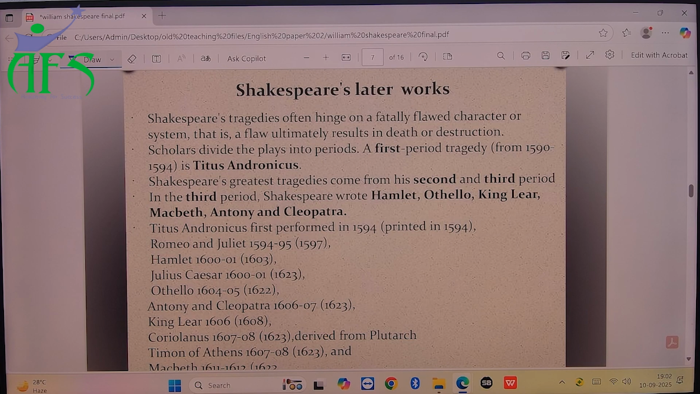The first period tragedy, from 1590 to 94, is Titus Andronicus. Shakespeare's greatest tragedies come from his second and third periods. In the third period, Shakespeare wrote Hamlet, Othello, King Lear, Macbeth, Antony and Cleopatra. All are among the greatest plays of all time. Titus Andronicus was first performed in 1594, printed in 1594.